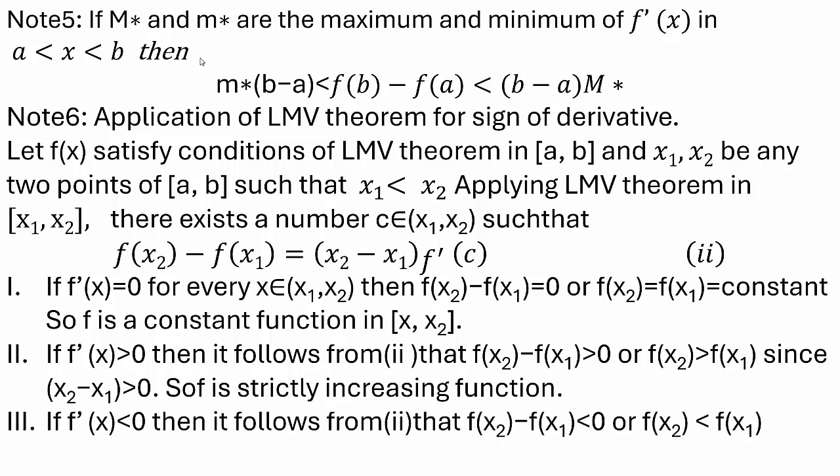And if f dash x is less than 0, then in similar fashion, f(x2) minus f(x1) is less than 0. That is, f(x2) is less than f(x1). Then f is a strictly decreasing function. Thus, if f dash x equal to 0, the function is a constant function. If f dash x is greater than 0, then the function is strictly increasing. And if f dash x is less than 0, then the function is strictly decreasing.